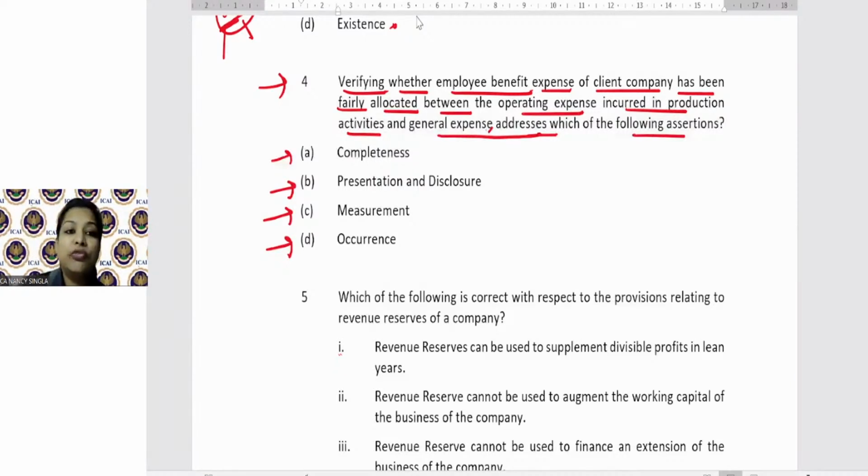Okay. So verifying whether employee benefit expense of client company has been fairly allocated between operating expense incurred in production or general expenses. So it is what? It is not about completeness. It is not about measurement. It is not about occurrence. It is about what? Presentation and disclosure. Yes, Bhargav, allocated is the keyword here, and the answer is B.